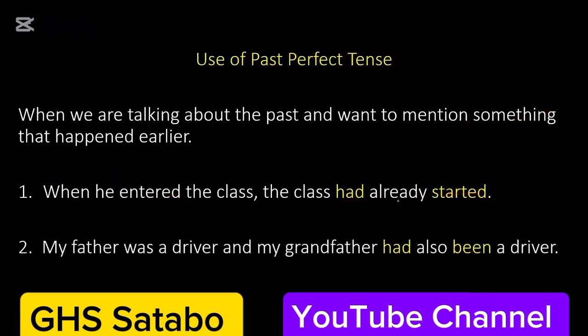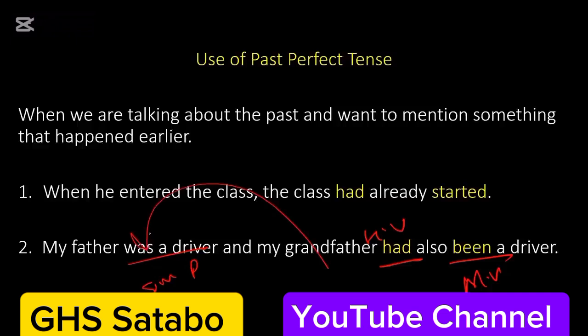Another example, my father was a driver and my grandfather had also been a driver. So in here, been is used as a main verb, a form of be, and had is your helping verb. So we form a structure that my father was a driver, which was a simple past, and my grandfather had also been a driver. So we are focusing on an activity of my grandfather, giving an example of an activity of my father.